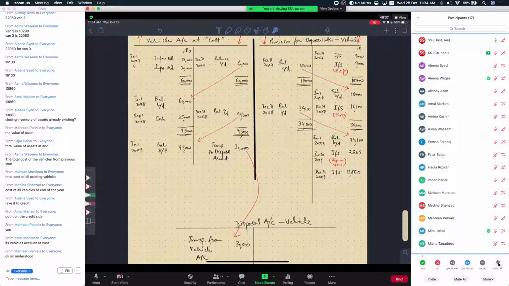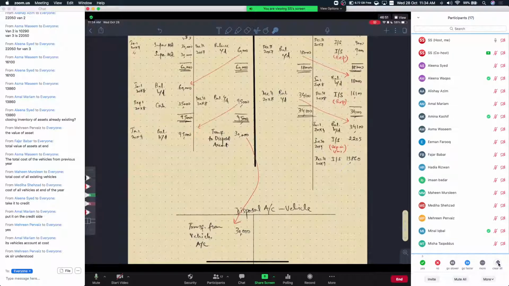So how do we eliminate it? We choose the opposite end, and then we are going to transfer this amount from this vehicle account, and we transfer it to another temporary account called the disposal account. So if you understand this procedure, give me a green check. If you don't, I'll explain again.